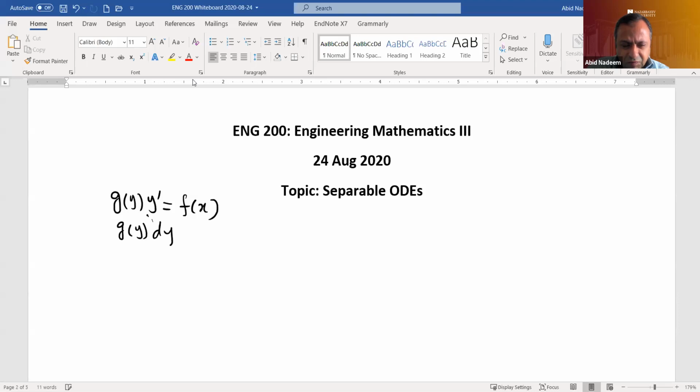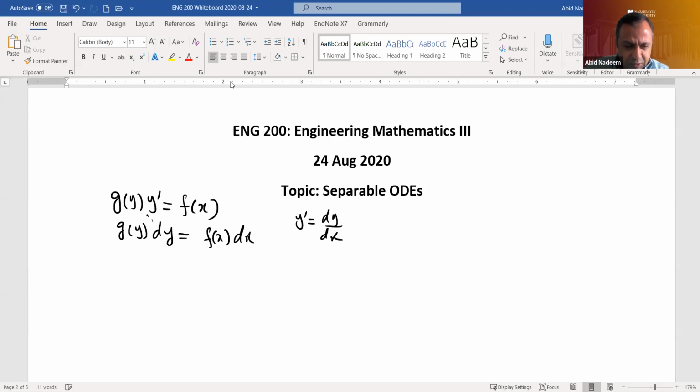So in the form of differentials, this equation can be written like this, because we know that y prime is equal to dy over dx. So if you replace dy over dx over here and take dx on the other side, then you can write this equation. For solving this equation, we can take the integral and then solve it. So let's illustrate it with the help of some examples.